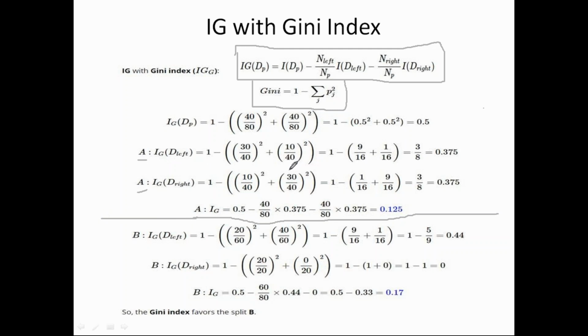So you just see A, the splitting of A. What is the Gini index of the parent node? 1 minus. In the parent node, all the data samples are balanced, 40-40. So 40 by 80 plus 40 by 80, that will come out to be something like this.